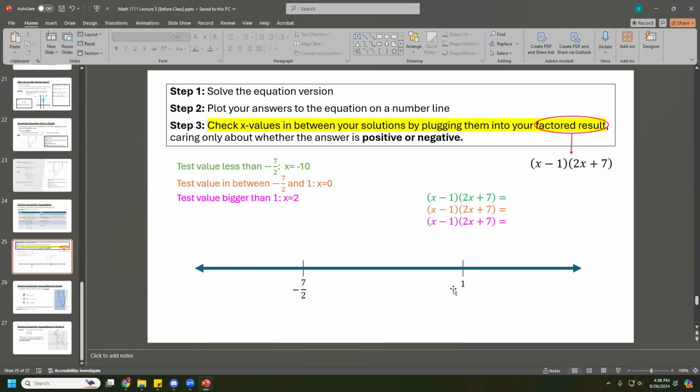And I just don't know which way it's turning, right? I don't know whether this is positive or negative over here. I know it hits 0. But then what does it do, right? Does it go back to positive or does it go back to negative? I don't know. We got to find out.